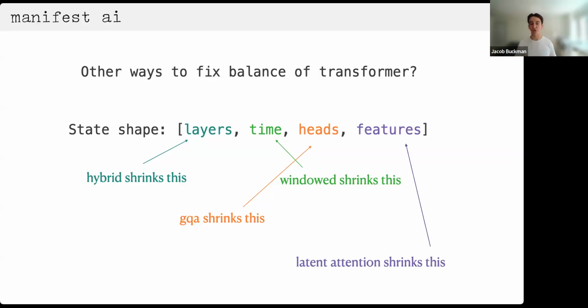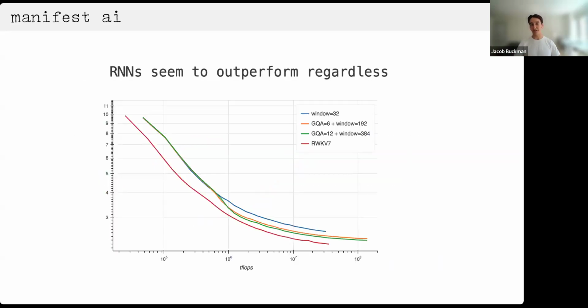So what if we don't just use window attention? What if we use some combination of other things? Now, I haven't actually tested all of the combinations of these things, but our initial findings are largely negative. It doesn't matter which technique you use to shrink the size of the KV cache. All these algorithms perform relatively similarly and perform worse than just using an RNN. So this is great news if you're into RNNs, like I assume everyone in this group is.